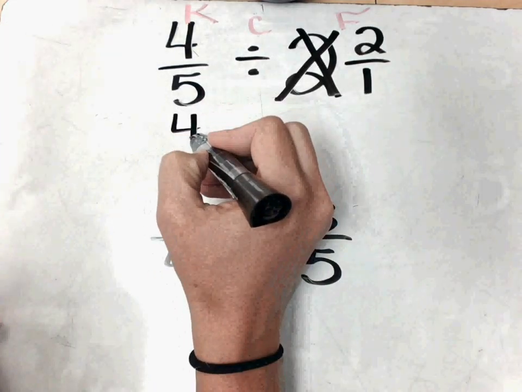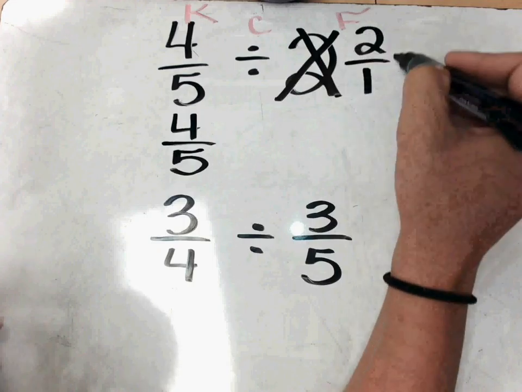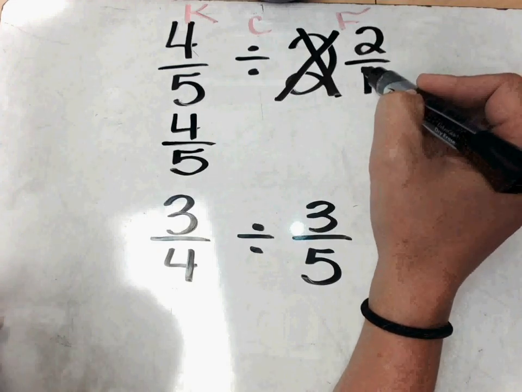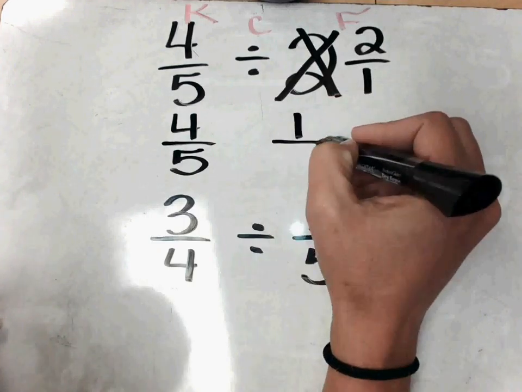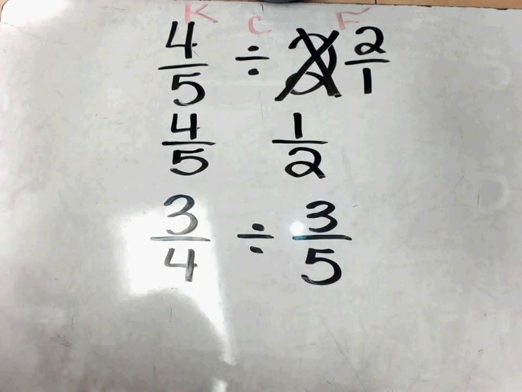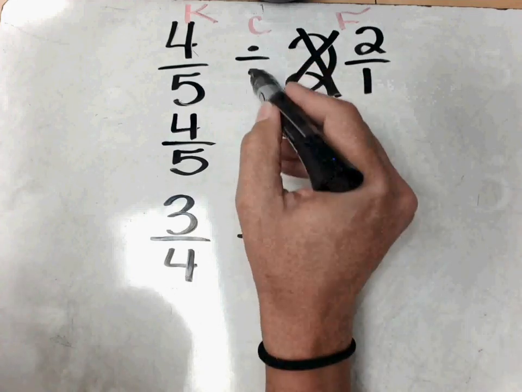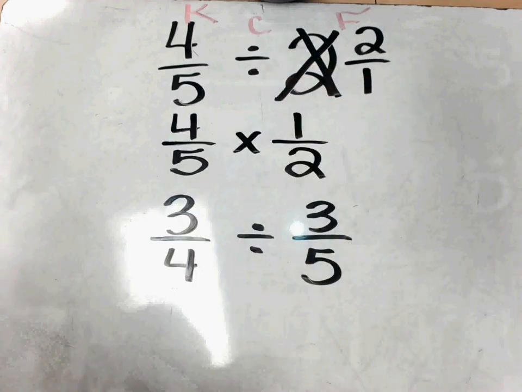So we're going to keep 4/5. We're going to flip our second number to what we call its reciprocal. A reciprocal is just a fraction flipped over. So instead of 2 over 1, we're going to flip it to 1 over 2. And then we're going to change our division to multiplication. So now we have a multiplication problem.